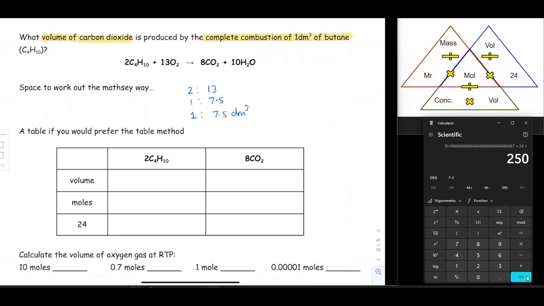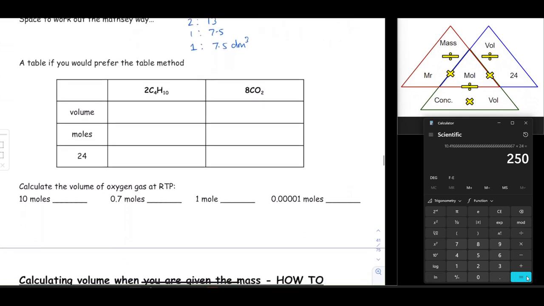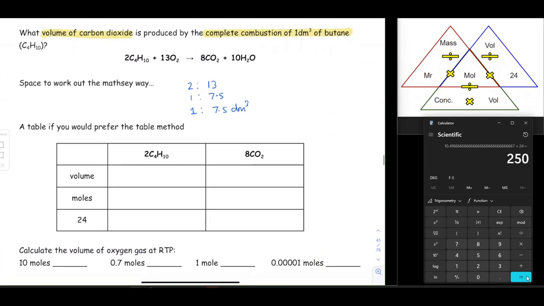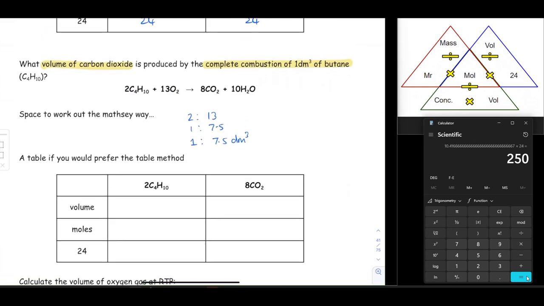If you don't like that as a ratio, you just plug it straight into the table method again. Oh, we're looking at carbon dioxide, not oxygen. Please excuse me. Let's take that off. The mathsy way is actually a 2-to-8 ratio. Read the question, Mrs. Baker. So 2-to-8 can be simplified to 1-to-4. So if we've got 1 decimeter cubed of that, we've got 4 decimeters cubed of that.